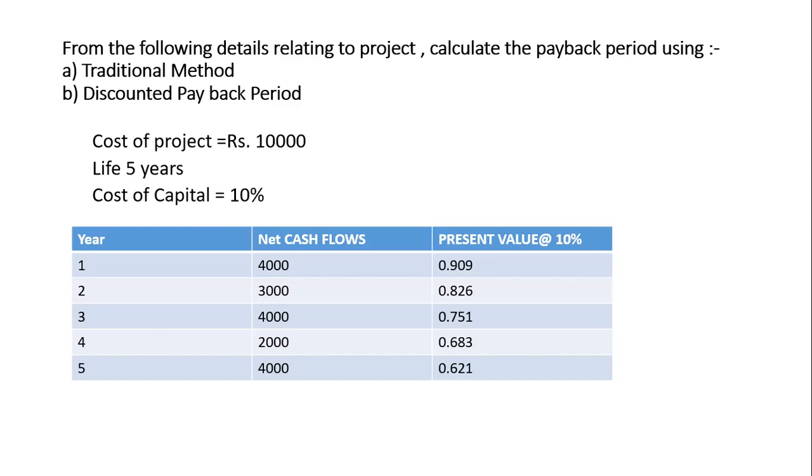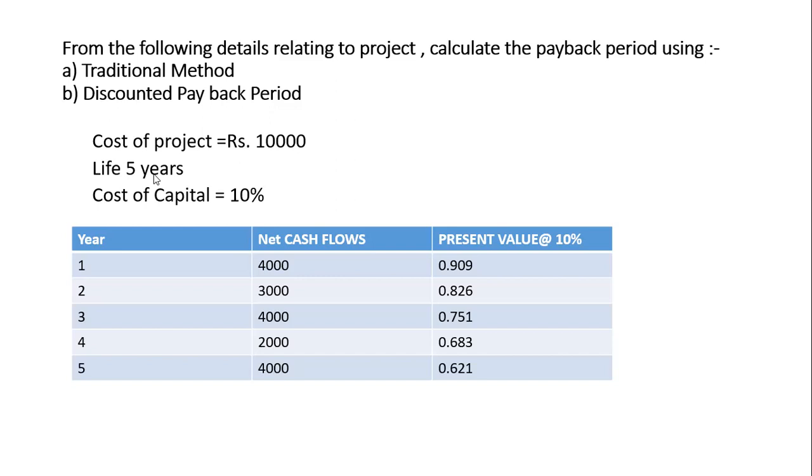Strategic Financial Management, TYBMS. This is the capital budgeting chapter, and we are solving the payback period method, grouped into two methods: the traditional payback period method and the discounted payback period. From the following details relating to the project, calculate the payback period. That means in which year you are going to recover the amount of 10,000 which you are investing now. If the project investment is 10,000, what is the payback period?